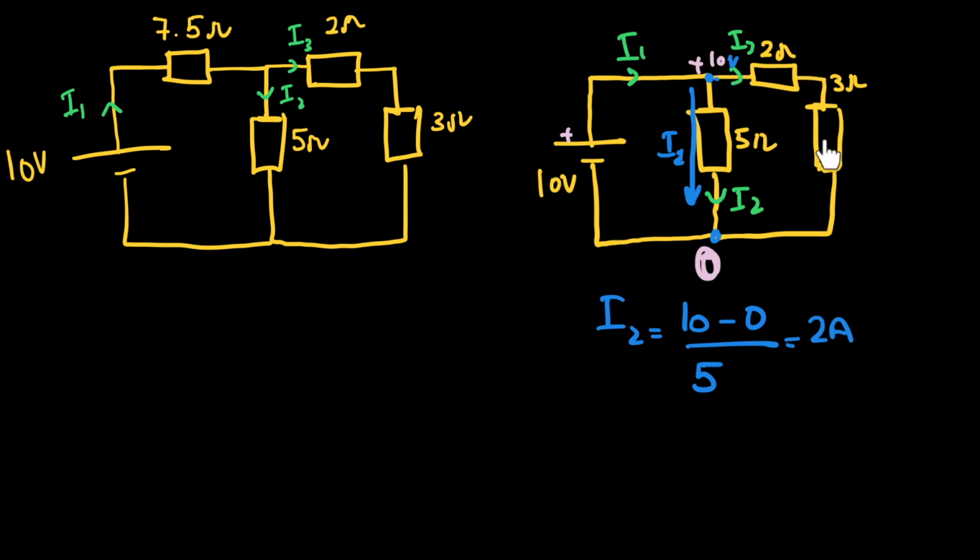Now, let's have a look. 2 or 3 are connected in series. Okay, so because the same current जो I3 है वो पहले 2 में से जाता है, फिर 3 में से जाता है और यहाँ पे आता है.